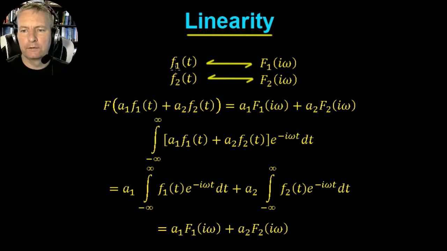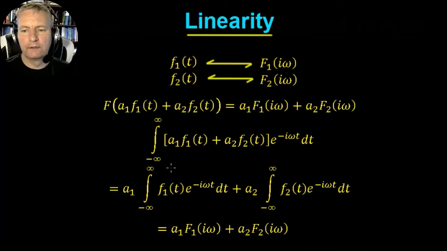So if we had a function of time f1 of t, and it would give us a Fourier transform of F1 of i omega, and another function of time f2 of t would give us another Fourier transform of F2 of i omega, then by linearity, if we were to multiply the first function by a constant a1, the second function by a constant a2, and add both of them together and take the Fourier transform, it'd be the same as working out the Fourier transform of the first function and multiplying it by a1, and the Fourier transform of the second function and multiplying it by a2. So linearity really involves multiplication by a constant and addition.